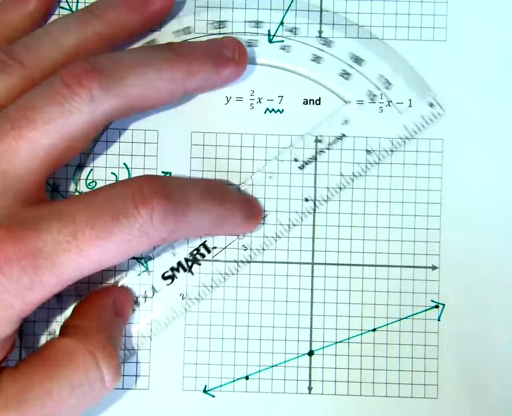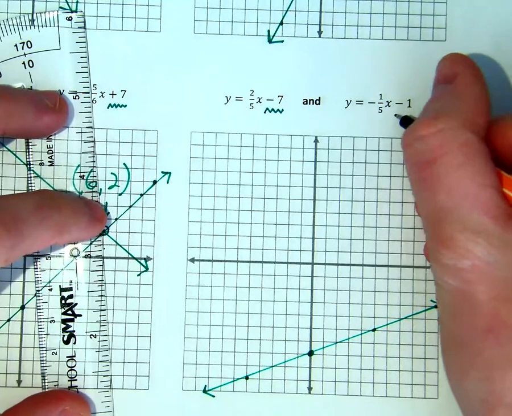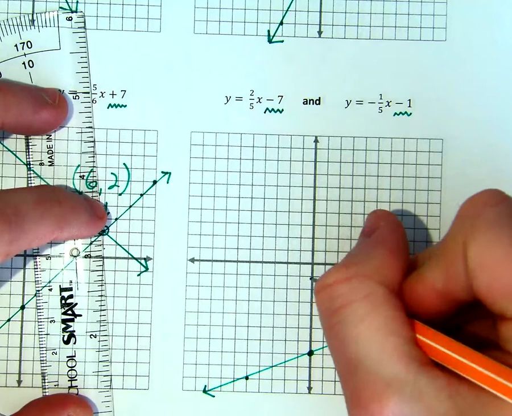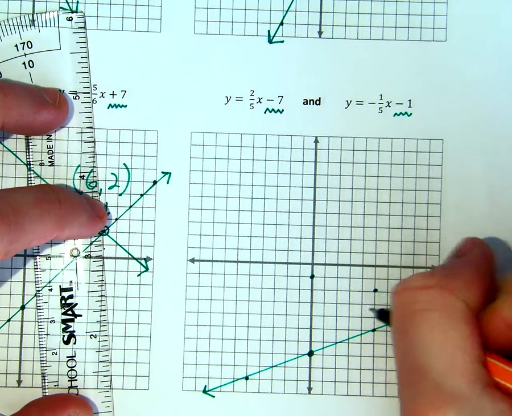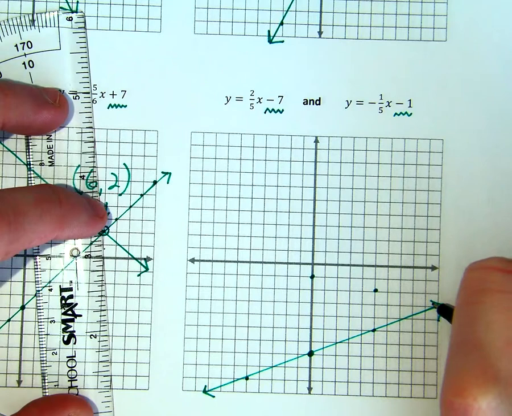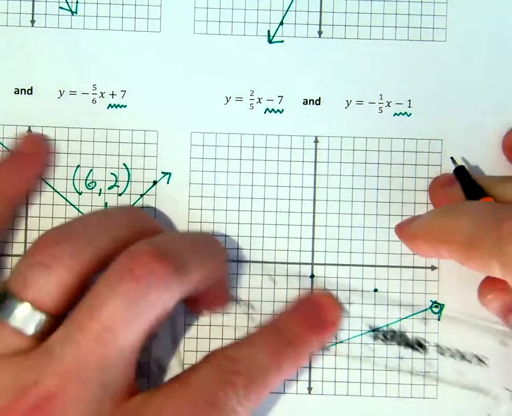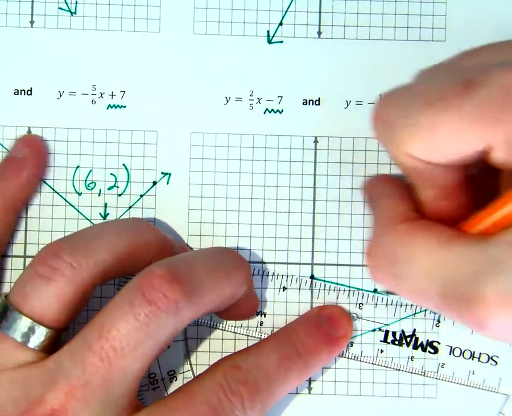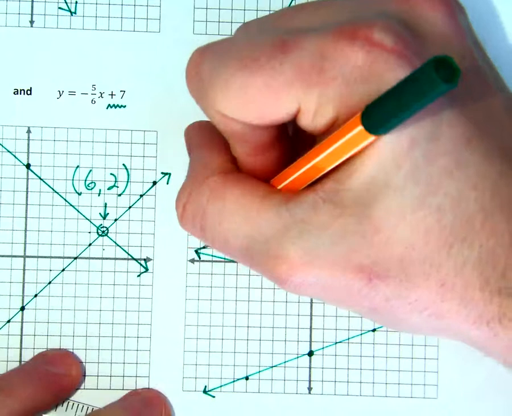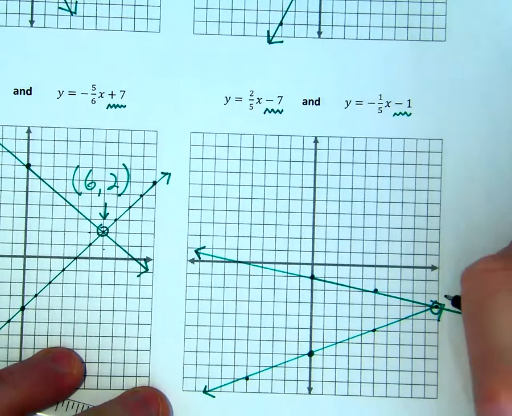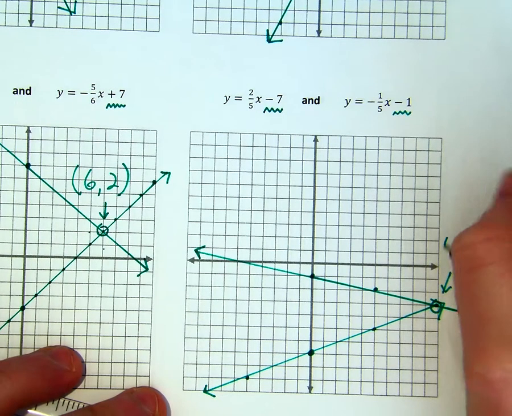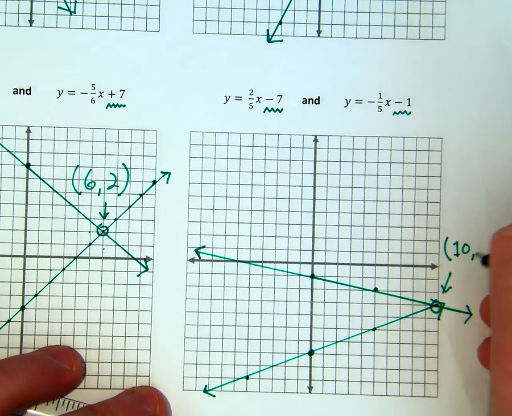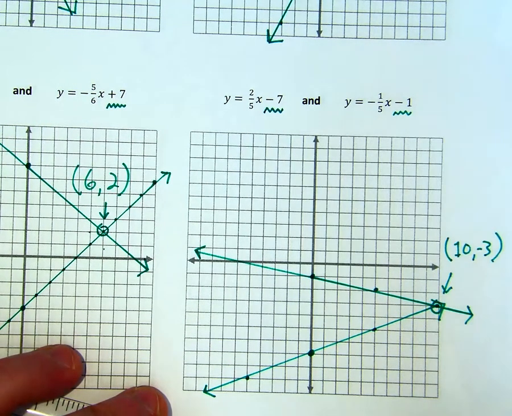Draw a line through and graph the next line, which has a y-intercept of negative 1 and a slope of negative 1 over 5, which means down 1, right 5. Our solution is right here at the edge of the graph. The coordinates of this solution are 10 spaces to the right and 3 spaces down. So 10, negative 3.